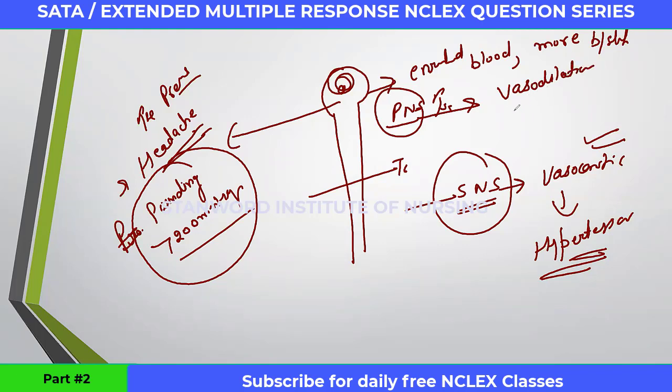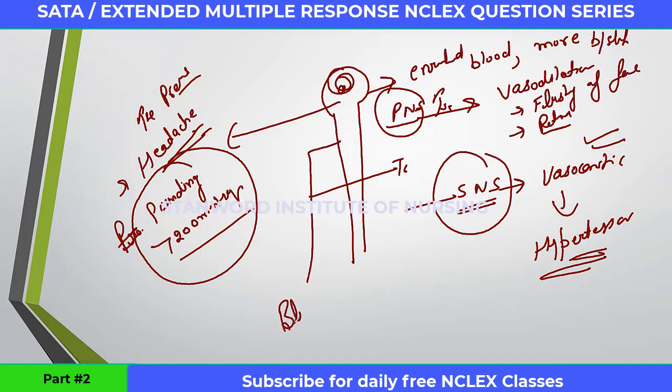So if there is vasodilation, it means increased flow. When there is increased flow, it will lead to flushing of the face, and it directly impacts the retina. So due to the increased pressure, there will be blurred vision. Okay, so these are some common symptoms. Hypertension is the classical sign and symptom of autonomic dysreflexia, and correlating symptoms like headache, flushing of the face, and blurred vision are also symptoms of autonomic dysreflexia.